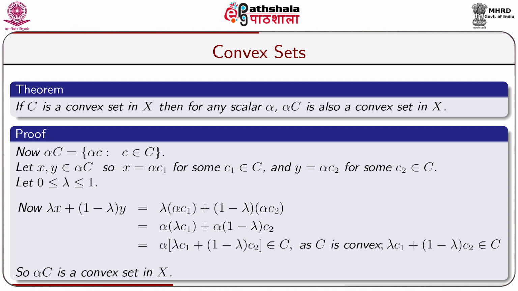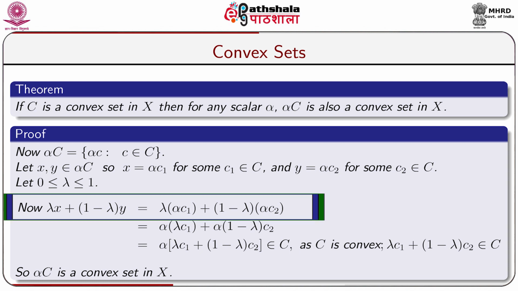As x belongs to alpha C and alpha C is the collection of all such elements alpha c, where c belongs to capital C, so x can be written as x equals alpha c1 for some c1 belongs to capital C and y belongs to alpha C. So, y can be written as y equal to alpha c2 for some c2 belongs to capital C. Let us take a scalar lambda which lies between 0 and 1, that is the closed interval 0 and 1.